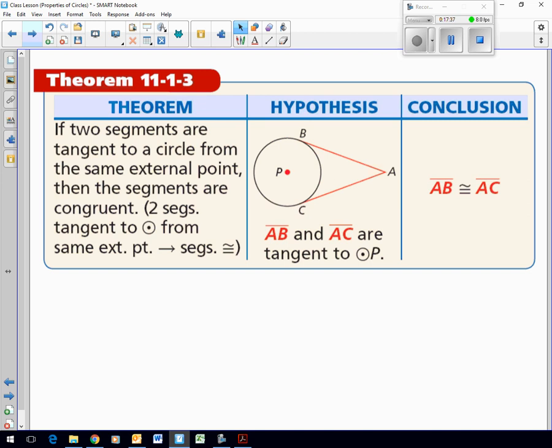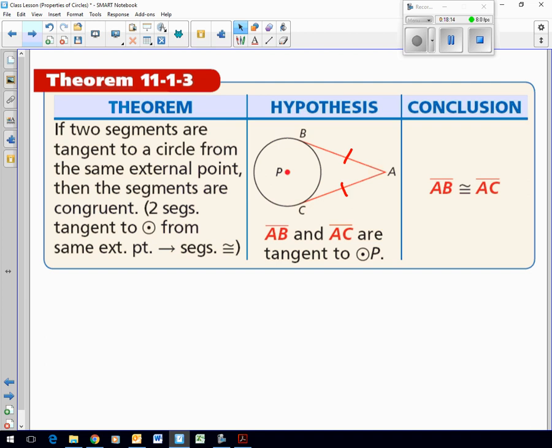If two segments are tangent to a circle from the same external point, then the two segments are congruent. So in this case, I've got two different tangents, point B and point C. And if they meet at the external point A, then that means that line segment AB is congruent to line segment AC. Okay?